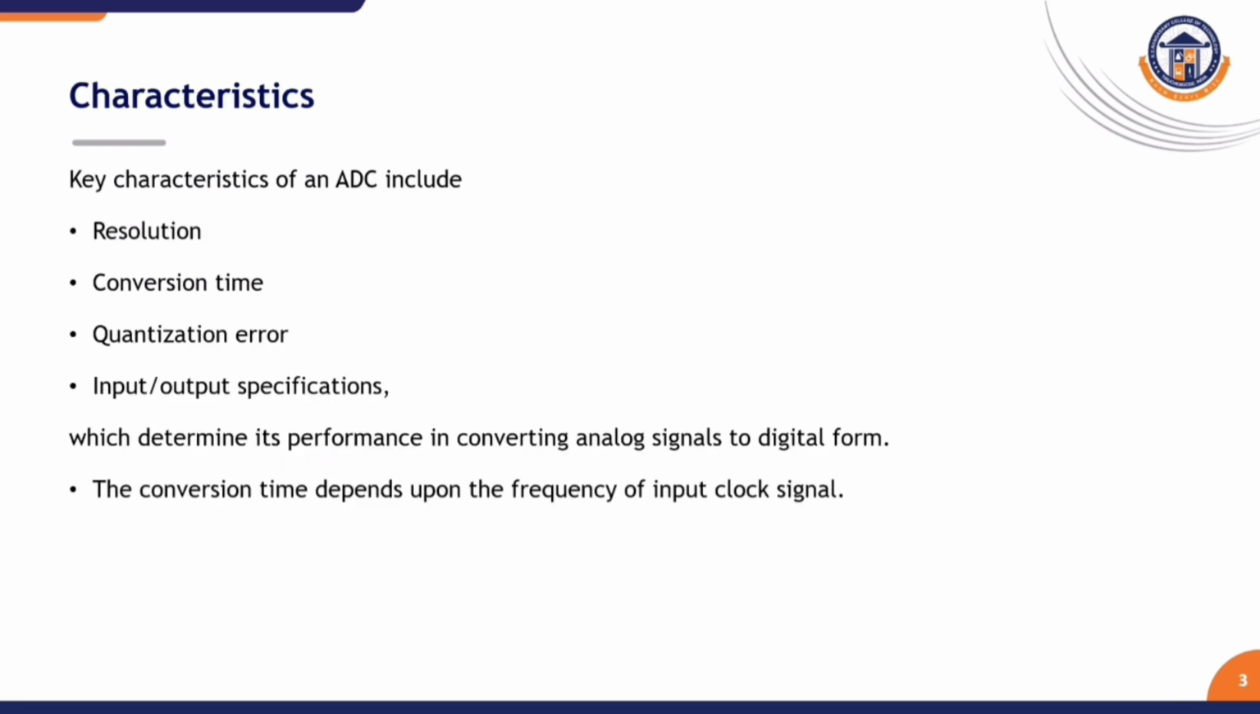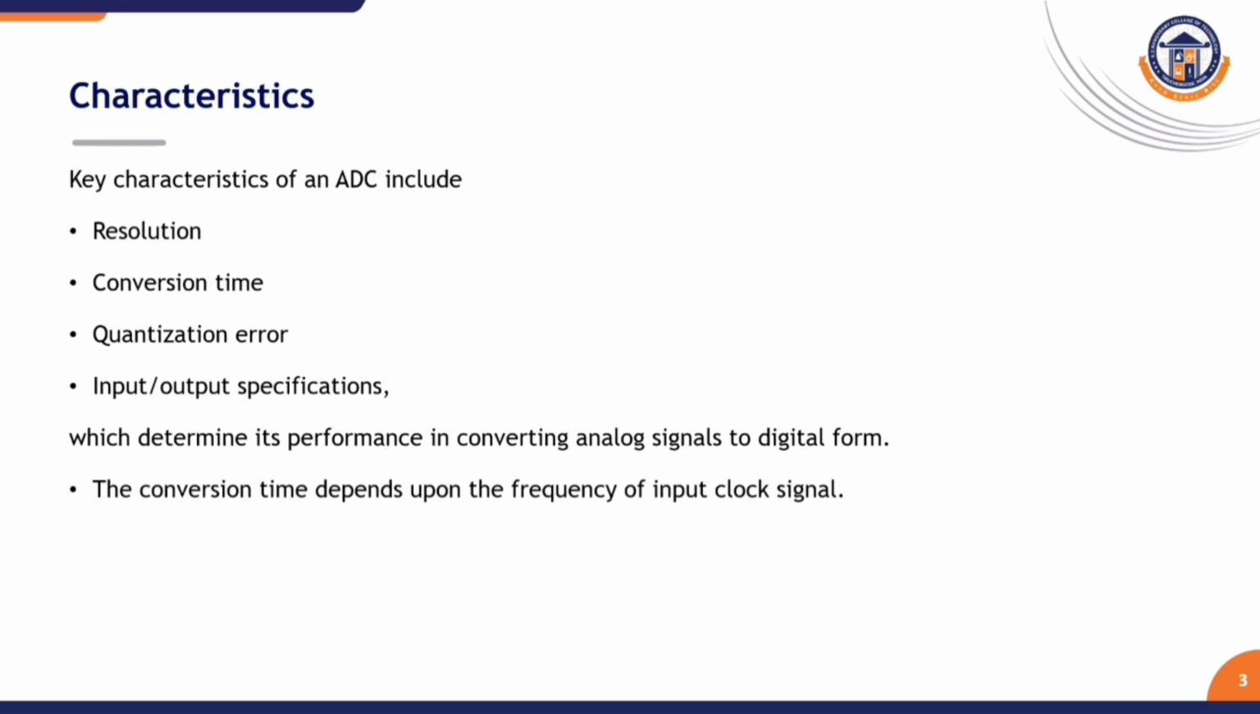Next, the key characteristics of an analog to digital converter. Now let us look at the important characteristics that define the performance of an analog to digital converter. The first is resolution. Resolution tells us how many discrete levels the ADC can divide the input voltage into. For example, an 8-bit ADC can represent 256 different levels. Next is conversion time. This is the time taken by the ADC to convert one analog sample into a digital output. This parameter is very important in high speed applications.